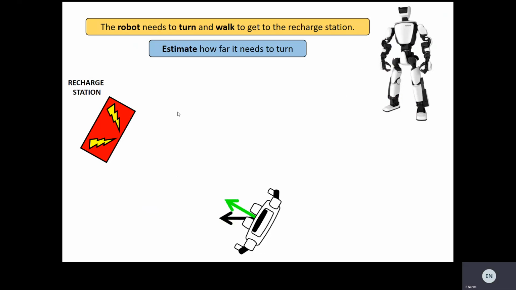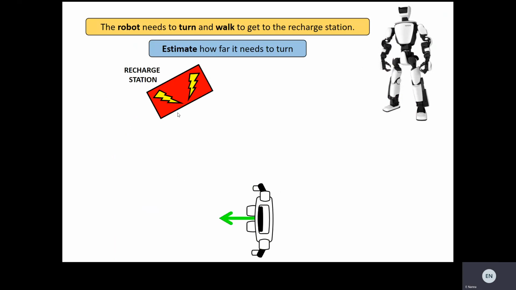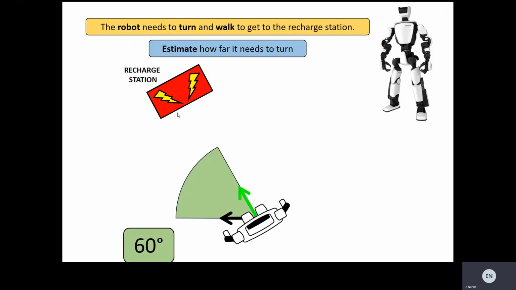So what could be a rough estimate here? Well done if you came close to 30 degrees. That's very good. Let's try again. The recharge station is there. He's facing this direction. What could be a rough estimate? Well done if you came close, about 60 degrees. Yes, if anything around 60 degrees, you're still correct.